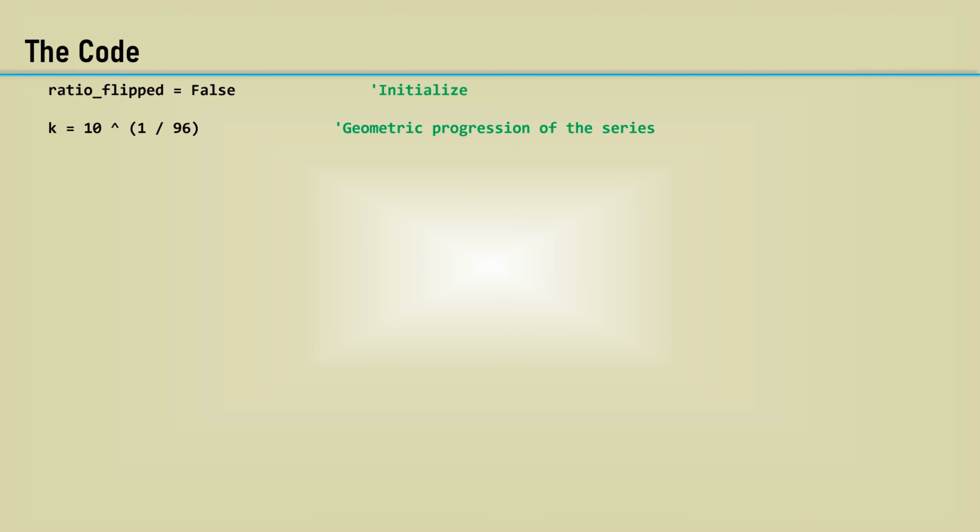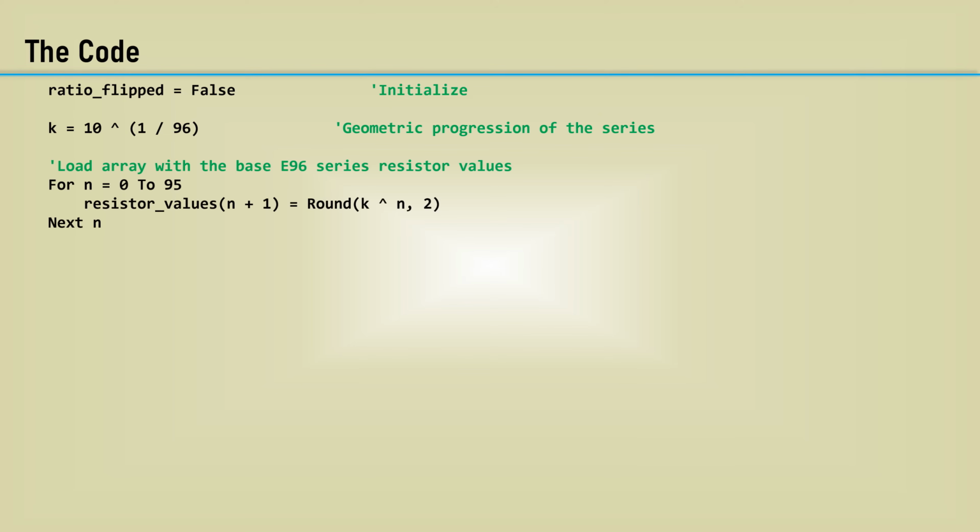Now we will initialize some variables. The ratio flipped is set to false. K, the geometric progression common ratio, is set for the E96 series as 10 raised to the 1/96th power. Next, use a for statement to load the 96 base resistor values in the resistor values array. Notice N starts at 0 for the calculation of the resistor value, which is K to the nth power, rounded to 2 decimal places. The array number is N plus 1 since the array index starts at 1.